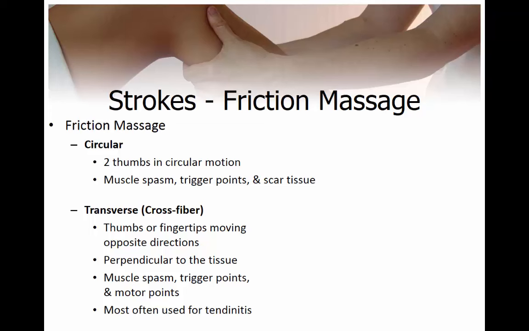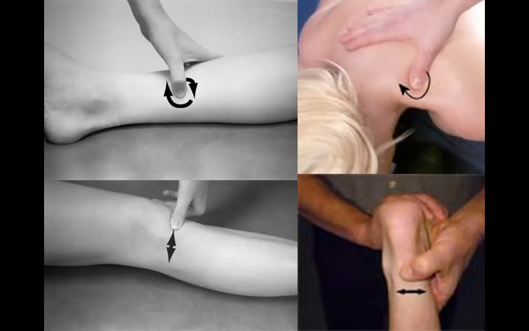Transverse or cross-fiber massage occurs when the thumbs or fingertips are moving in opposite directions. The treatment is typically performed perpendicular to the tissue being treated. Transverse massage is great for treating muscle spasms, trigger points, and motor points. This massage stroke is most often utilized for tendinitis. Here are some examples of friction massage. Also, please watch the YouTube video on Blackboard for more insight on this stroke.